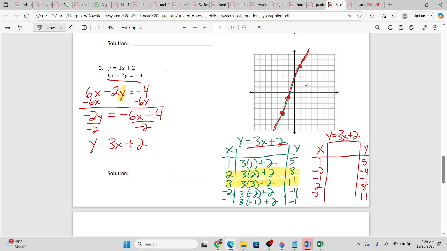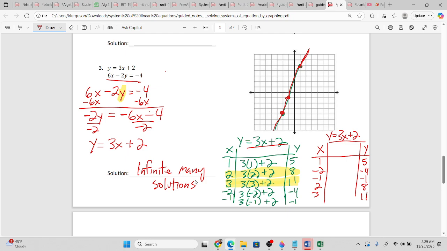So what do you think it means if my lines perfectly overlap? Actually, it's just the opposite. But that was good thinking. What we would say is that the answer to this system is infinitely many solutions.